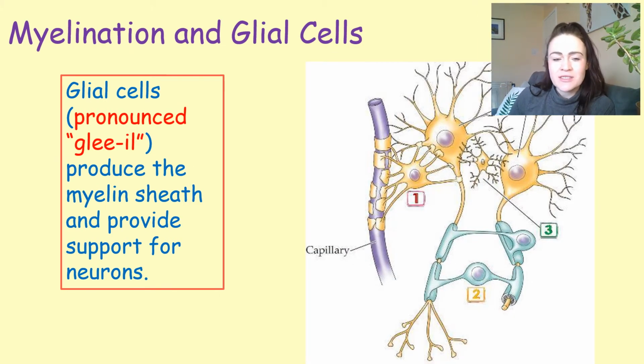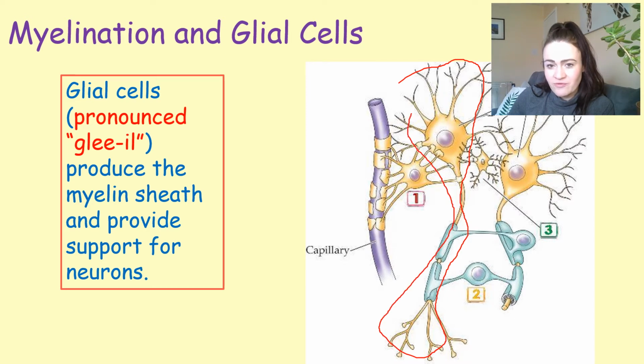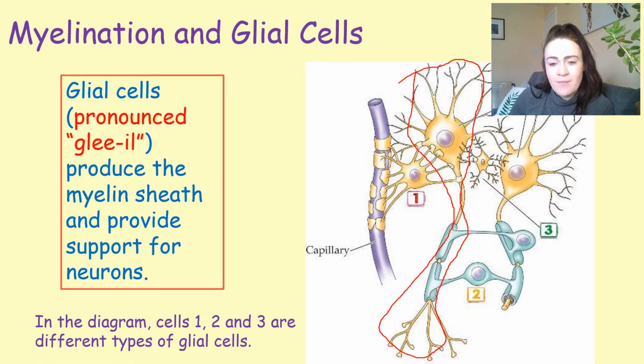Right, the glial cells, I mentioned them earlier. So the process of myelination actually takes place in glial cells. They produce the myelin sheath, and they also provide support for neurons. Now, if we look at this diagram here, this is our neuron that we know very well. And then there's 3 cells around the neuron. We've got 1, 2, and 3. And these are actually different types of glial cells.